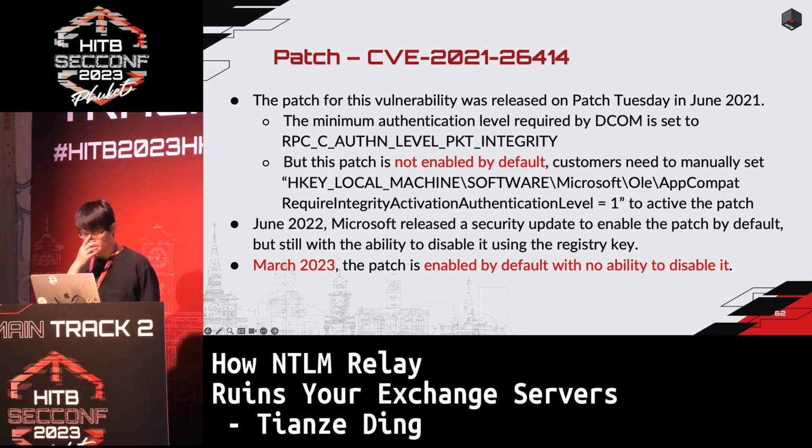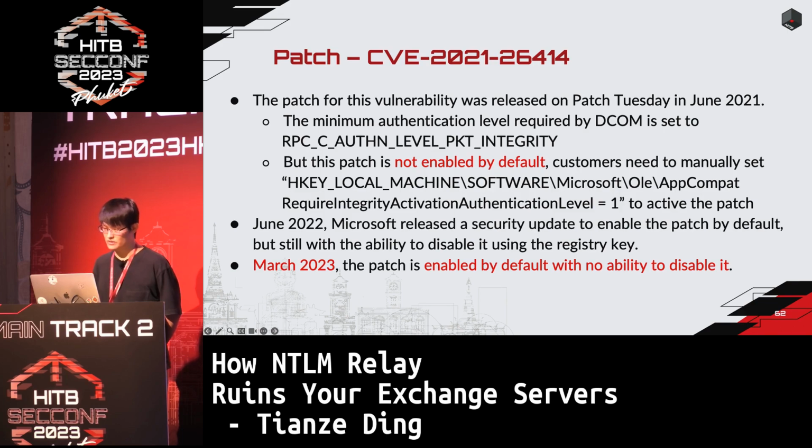The patch for this vulnerability has also gone through a very long process. The initial patch for this vulnerability was released at Patch Tuesday in June 2021, but it was not enabled by default. Customers needed to manually enable it. Until March 2023, more than 1 year later, the patch was finally enabled by default, with no ability to disable it. Your DCOM server is finally unexploitable.